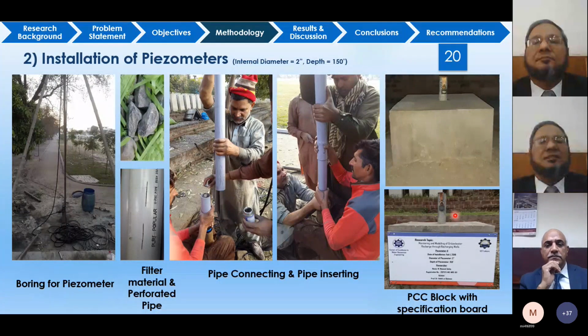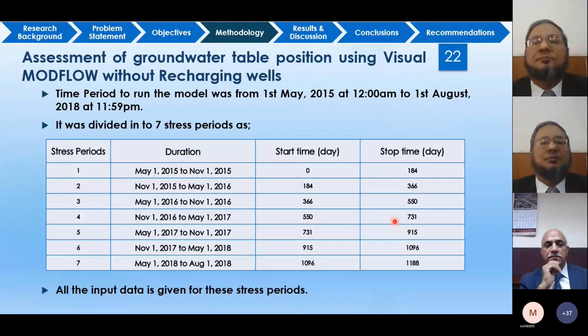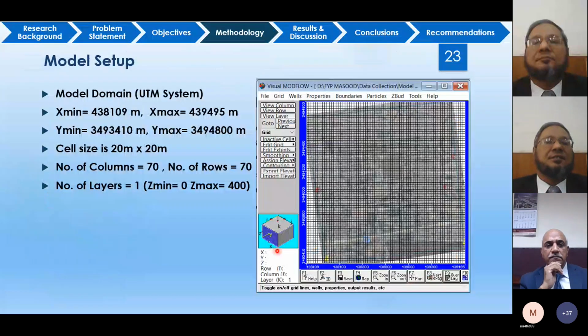And now this is the modeling for the period from 1st May 2015 to 1st August 2018. And this period was divided into 7 stress periods. So the detail of the stress periods is given here. And this is the total modeled area, which is about 1400 meter by 1400 meter. And the cell size was 20 by 20 meter. And the number of columns and rows were 70 and 70.